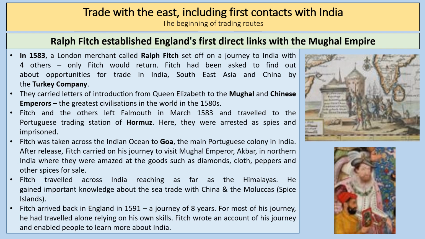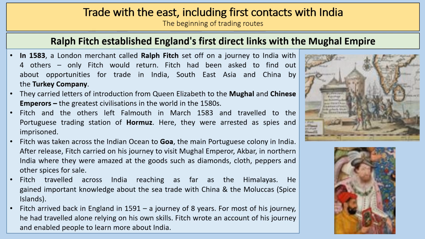So Ralph Fitch established England's first direct links with the Mughal Empire. In 1583, a London merchant called Ralph Fitch set off on a journey to India with 4 others. Only Fitch would return. Fitch had been asked to find out about opportunities for trade in India, Southeast Asia and China by the Turkey Company that we just learnt about.